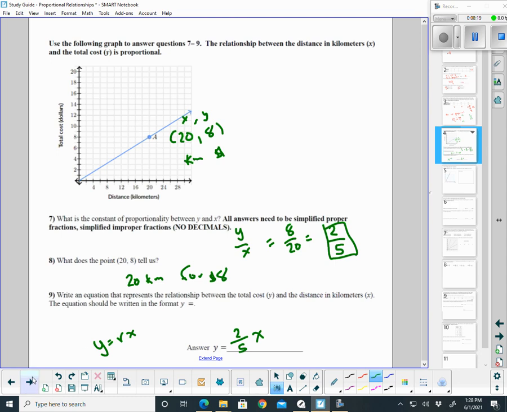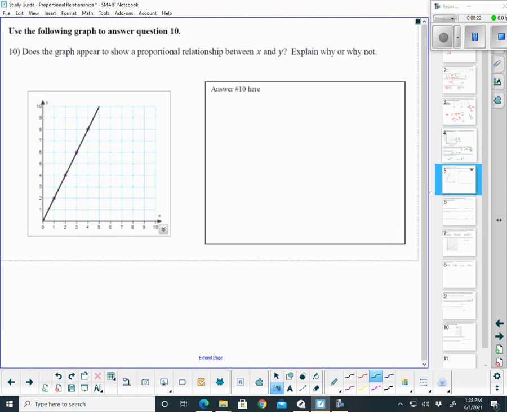Moving on, number 10. Is this a proportional relationship? A couple of things that we can look at here. When x is 1, y is 2. When x is 2, y is 4. When x is 3, y is 6. And when x is 4, y is 8. So in each of these cases, if I take my y-coordinate and divide it by my x, 2 divided by 1 is 2. 4 divided by 2 is 2. 6 divided by 3 is 2. And 8 divided by 4 is 2.